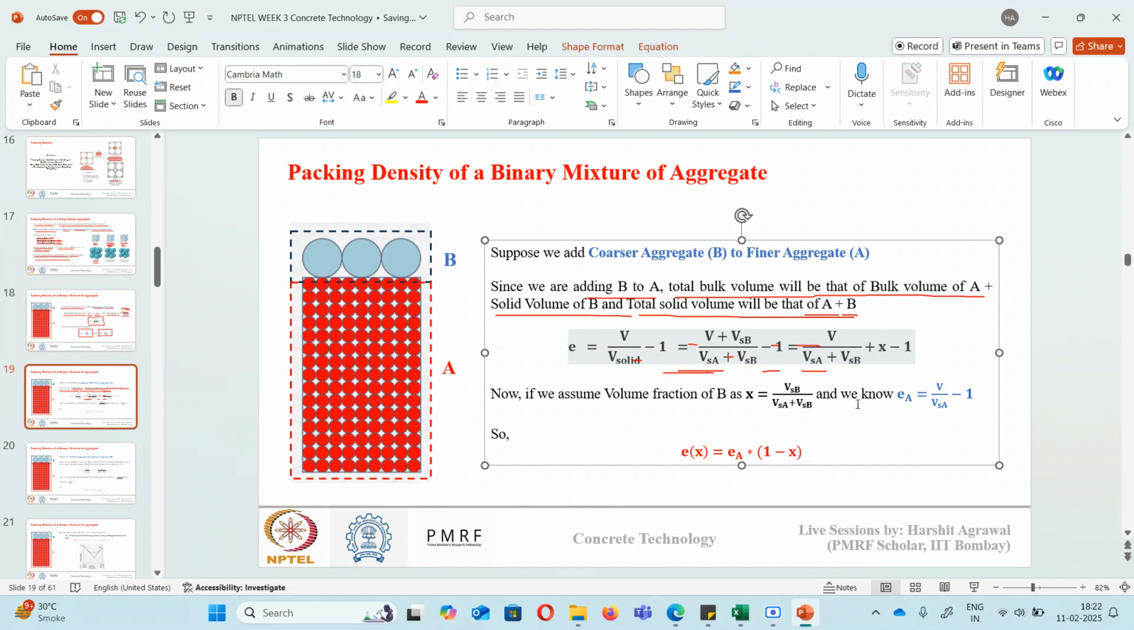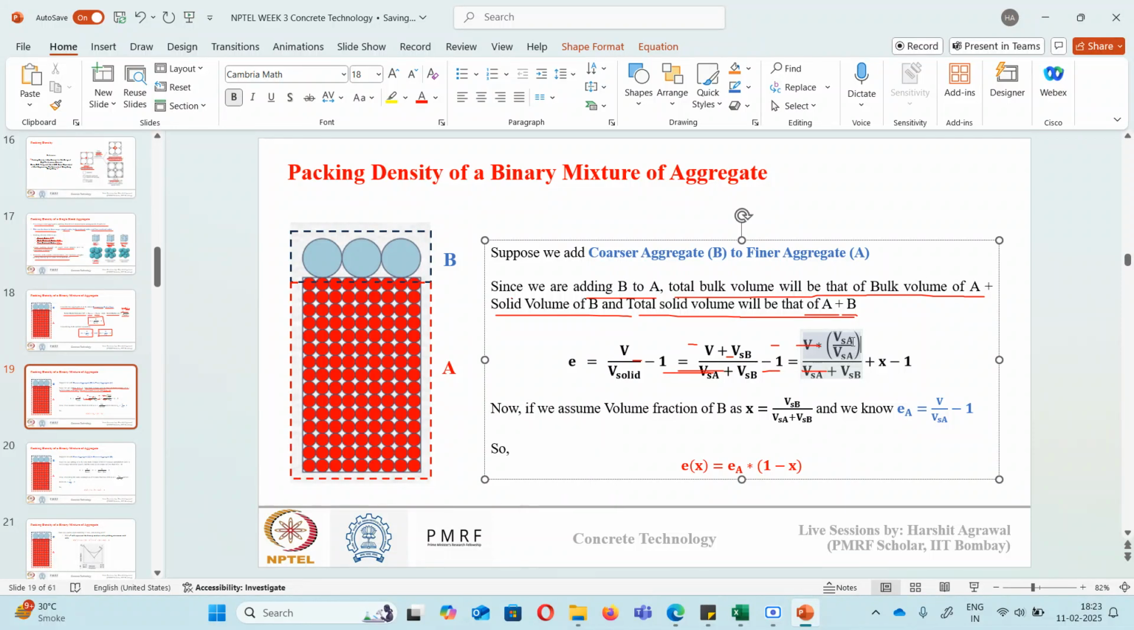Now I need to have this factor. I know this equation also holds true. So what I will do is, in the numerator, I will multiply and divide by VSA, the solid volume of A.